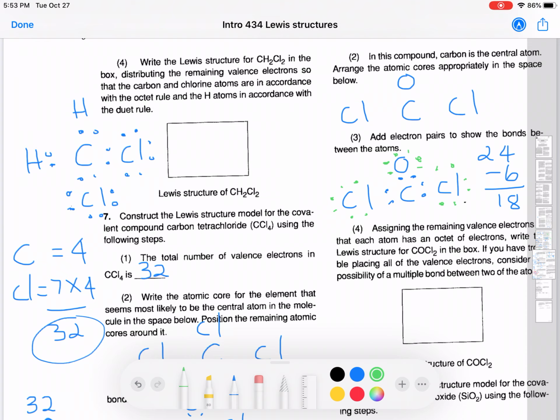Between carbon and oxygen you will have a double bond. Between carbon and chlorine, a single bond like this. So now carbon is happy having 8 electrons, oxygen is happy having 8, everybody's happy. Okay, and this is going to be 8 shared electrons for carbon, 8 for chlorine, 8 for chlorine, and 8 for oxygen.